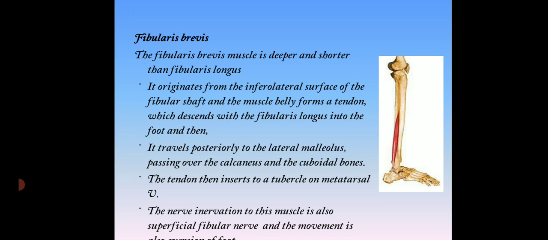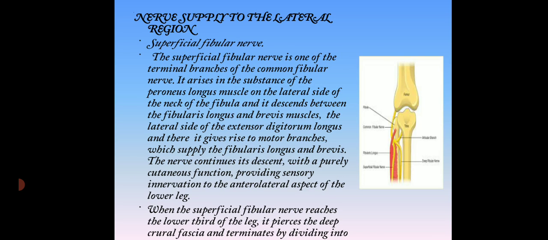And we are going to see the nerve supply. The nerve innervation to this muscle is also the superficial fibular nerve, and the movement is also eversion of the foot. Next, we are going to see the nerve supply to the lateral region. The nerve supply to the lateral region is mainly provided by the superficial fibular nerve.